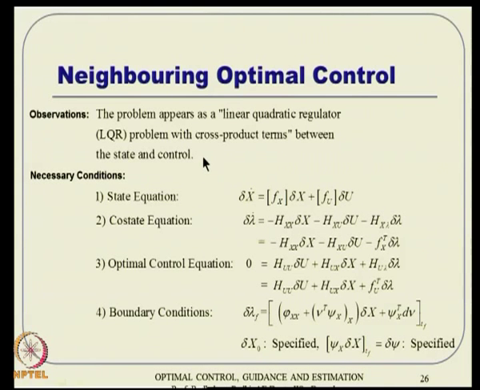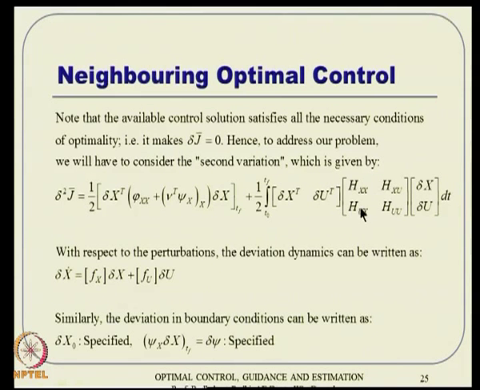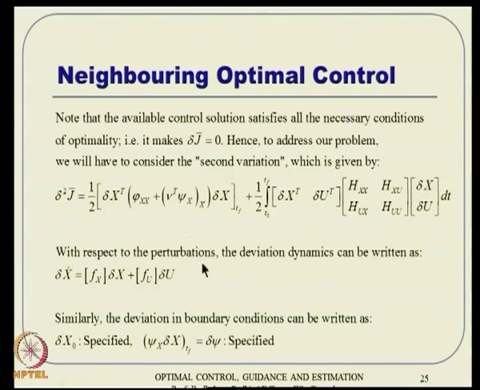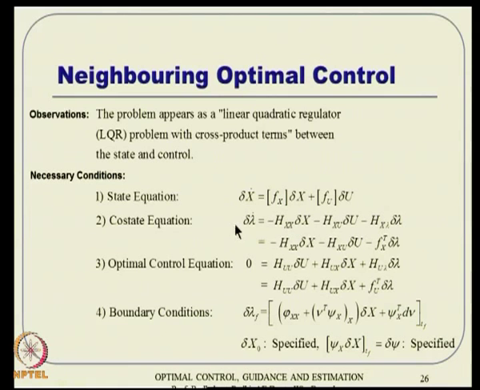So, essentially the problem happens to be a linear quadratic regulator problem, but with cross product terms also. These cross product terms will appear. So, the state equation is like this, and the co-state equation can be something like this, with respect to this cost function. You have to derive all that. So, delta lambda dot turns out to be like that, the optimal control equation turns out to be like that, and the boundary condition like this. Again, I suggest that you derive this yourself with pen and paper, you will have a lot more understanding.